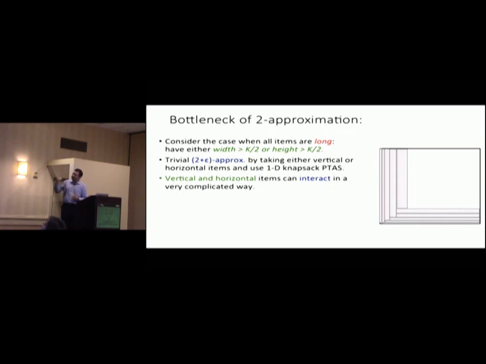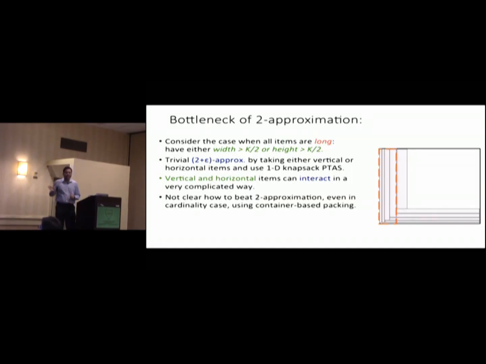But the problem is that these vertical and horizontal items can interact in a very complicated way. And it's not clear how to beat a factor of 2 even in the cardinality case using container-based packing. So for example, if you pack these tall vertical items in a container, then you will not be able to pack the wide horizontal items in the bottom.